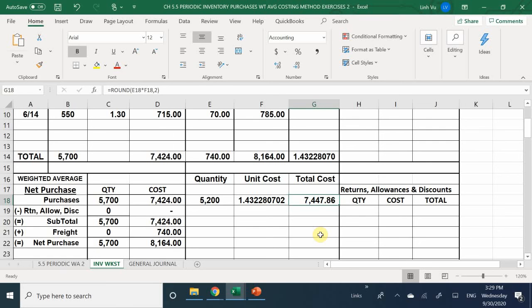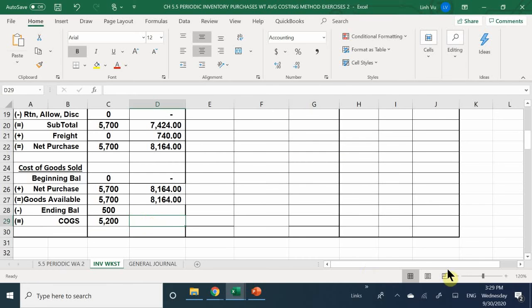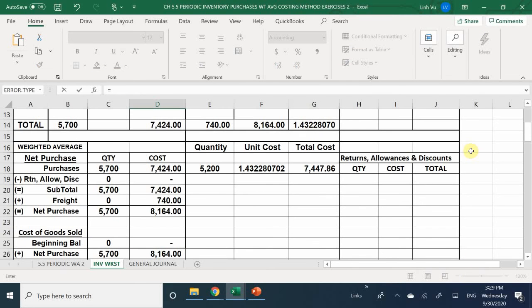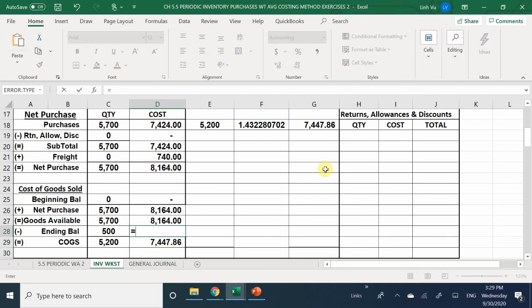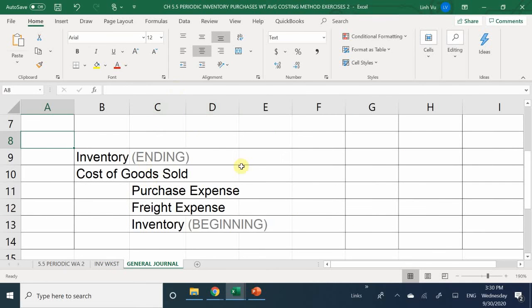Okay. So yes, that's going to be your cost of goods sold, 7,447.86. And what is my ending inventory going to be? $716.14. Good. And lastly, let's practice that conversion entry again.